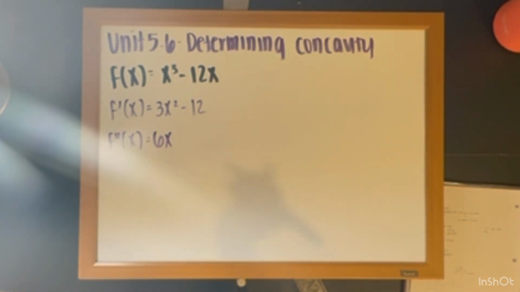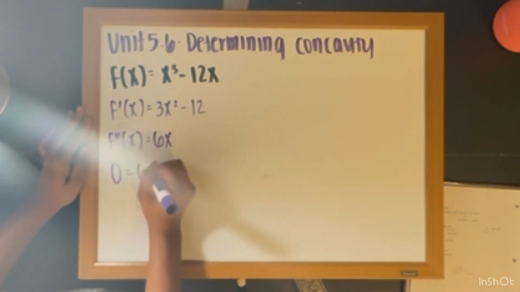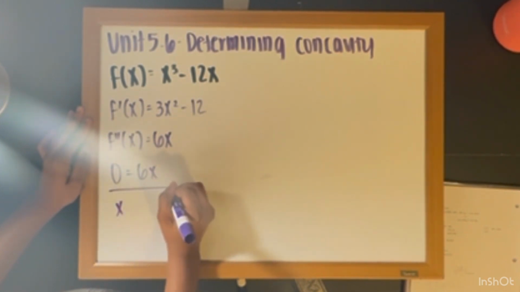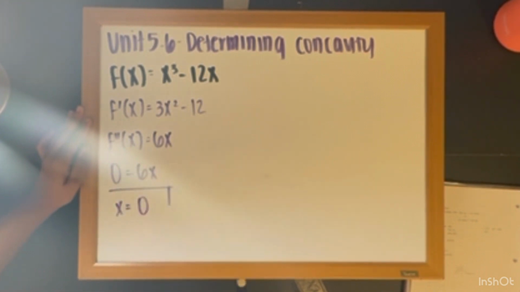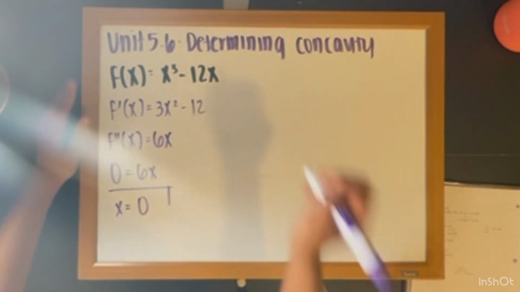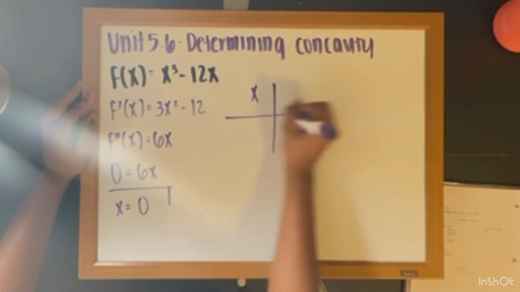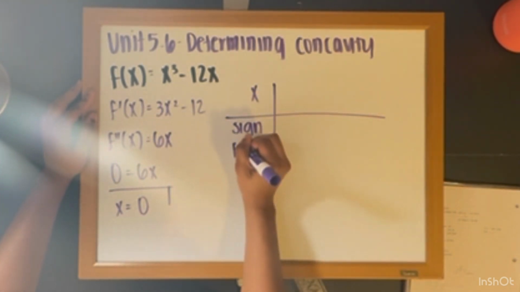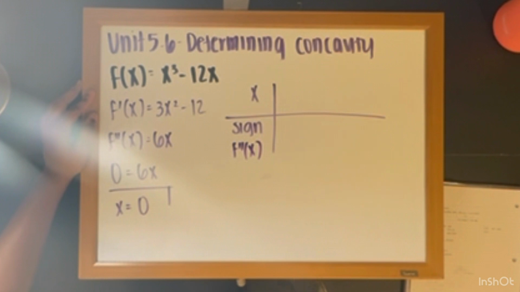After finding your second derivative, all you have to do is set it equal to 0. So 0 equals 6x. You solve for x. That will give you x equals 0. And we will use this value to plug it into our table. Now, just like we would use the table to see if our point was increasing or decreasing, we're going to do the same. So we will have our x values on top and our sign on bottom, but this time it's going to be the sign of the second derivative since we are talking about concavity.